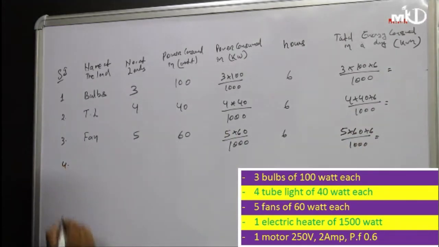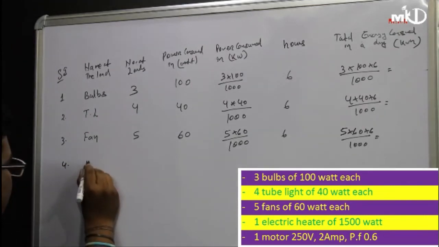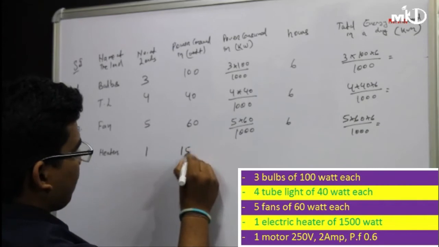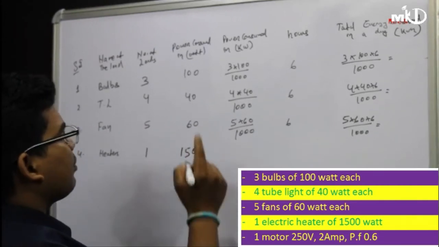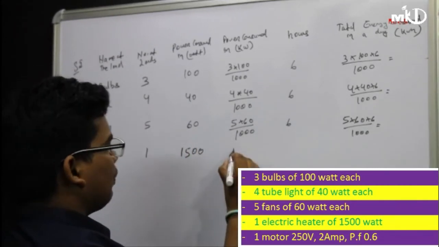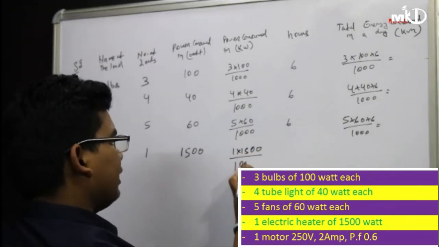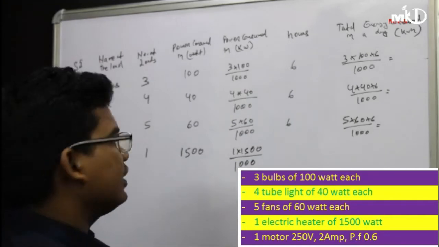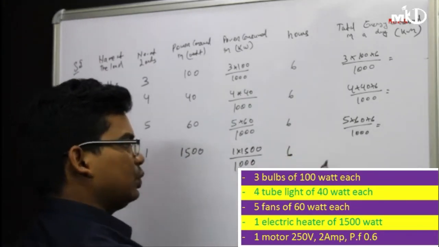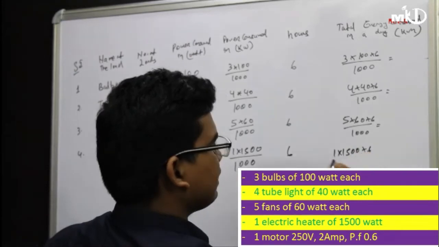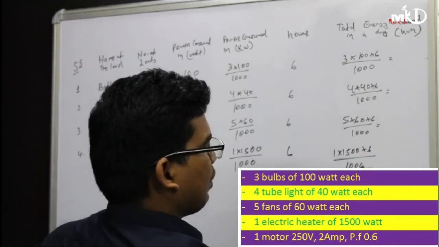And next load is heater, electric heater. Power rating is 1500 watt. Power consumed in kilowatt is 1 into 1500 divided by 1000. Duration is 6 hours. So total power consumed is 1 into 1500 into 6 divided by 1000.